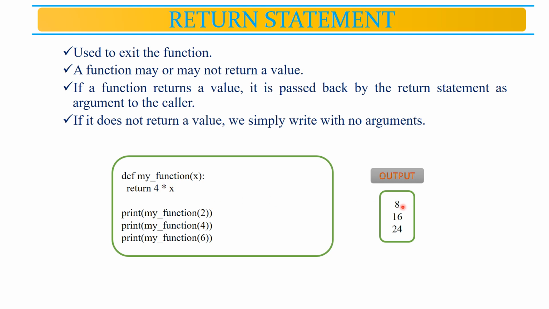The first value will get printed as an 8. The next one, I am going to call the same function, but the parameter value is a different one, that is a 4. When you pass the 4 here, it returns 4 star 4, which is 16. The next call has another parameter value. Here I have passed a 6. When you pass a 6 to this function, 4 star 6 is equal to 24. The output will be printed as 8, 16 and 24.